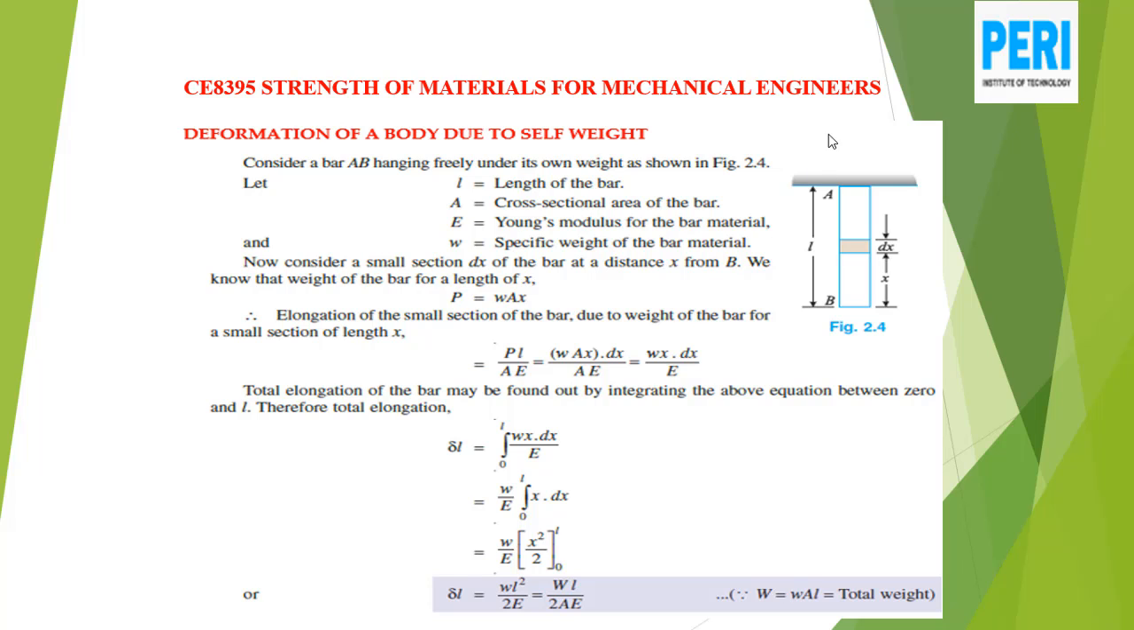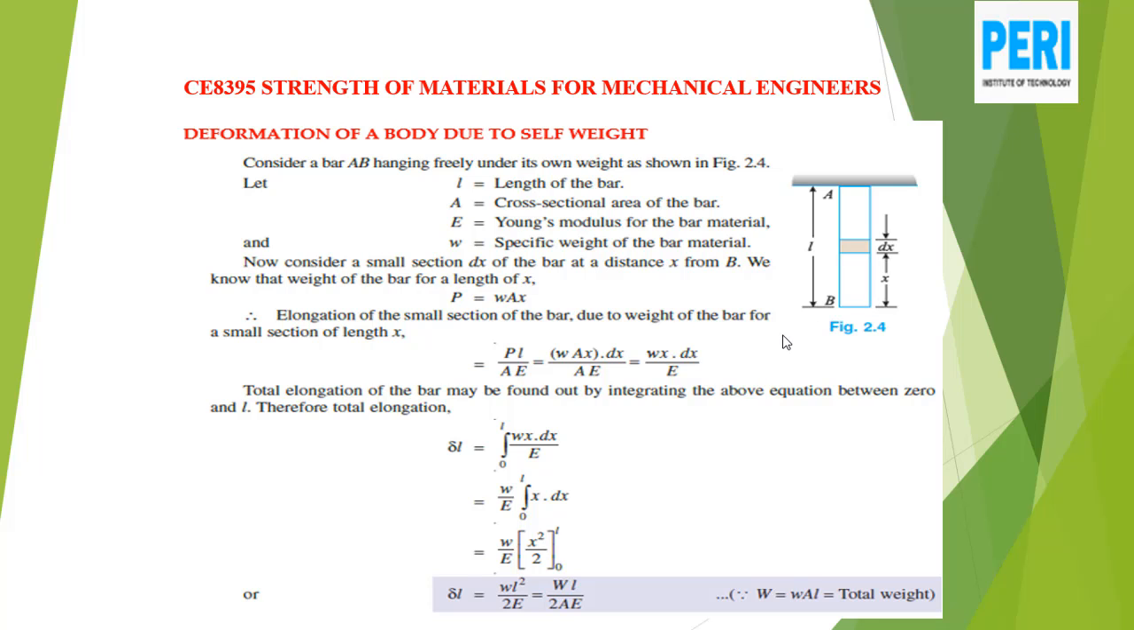Consider a bar AB hanging freely under its own weight as shown in the figure. Length of the bar is L, cross-section area A, Young's modulus E. Then the specific weight of the bar per unit length is w. Now consider a small section dx at a distance x from B. So the weight of the bar for a length x will be P equal to w A x, where w is the specific weight, A is the area of cross-section, and x is the distance.